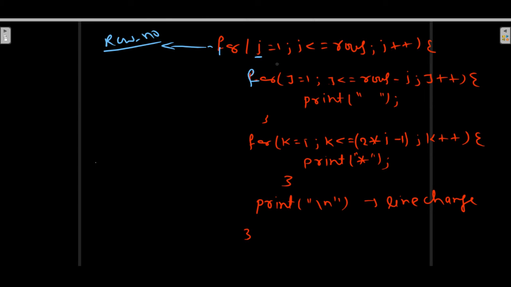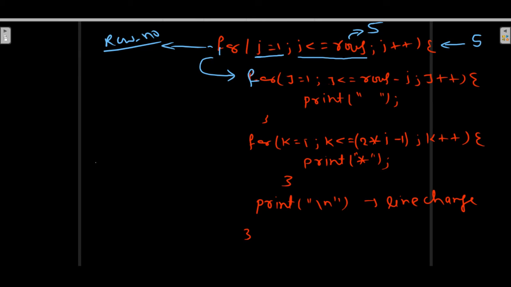How many times will this loop execute? It starts from I equal to 1 and goes up to less than or equal to rows. What is rows in our case? Rows is 5, the total number of rows is 5. So how many times will this loop execute? 5 times. Since we need to print 5 rows, this loop should execute exactly 5 times. Inside this loop there is another for loop.